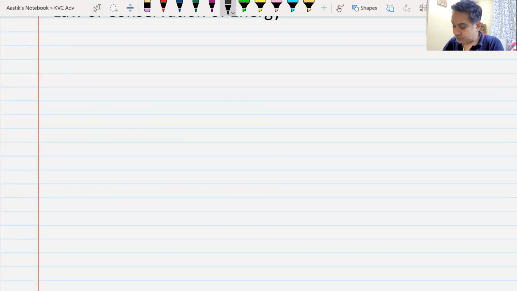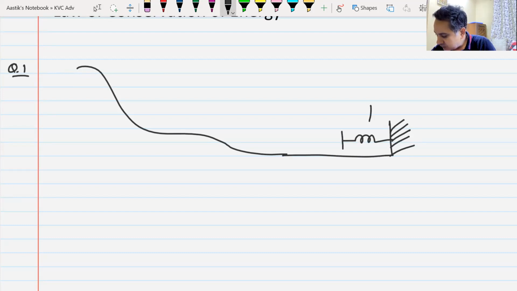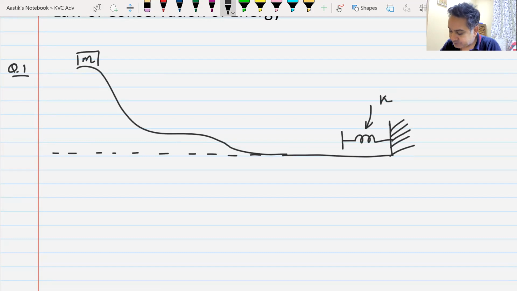Now let us do one or two more examples. Question number 1. Let us say that I have a slide like this, and at the end of the slide I have a spring. The spring has a spring constant of K, and I have a block kept at the highest point. The height of this point is H, and this block is kept at rest at this point.